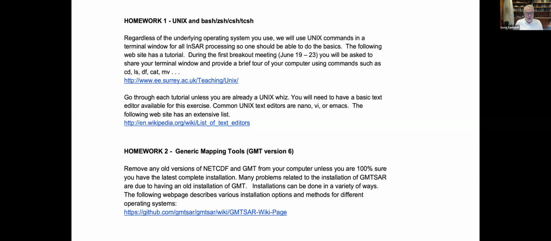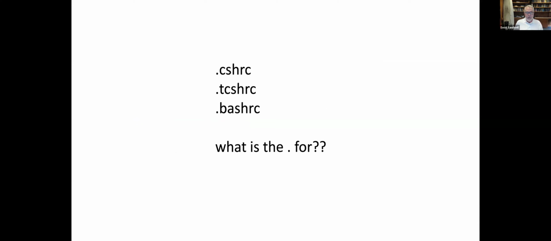So the second part of the homework is to learn something about generic mapping tools. There's a UNAVCO course on this, but you can go through the tutorials and learn enough GMT to do GMTSAR. You don't have to know all the details of GMT to do GMTSAR.